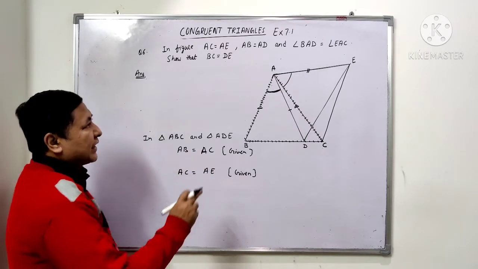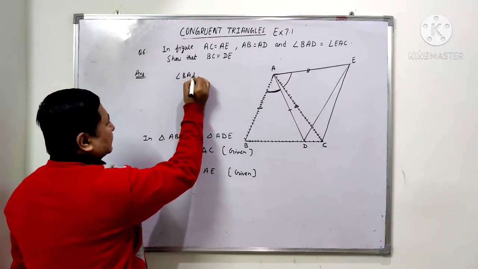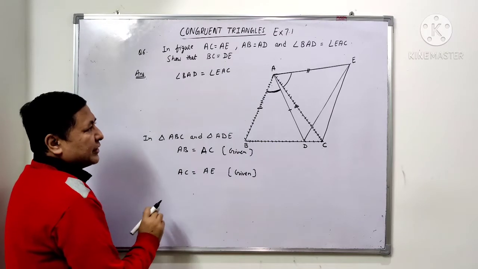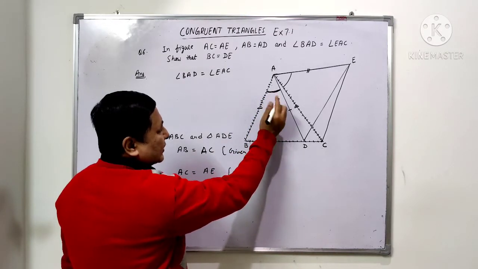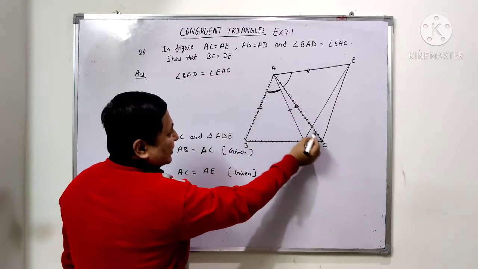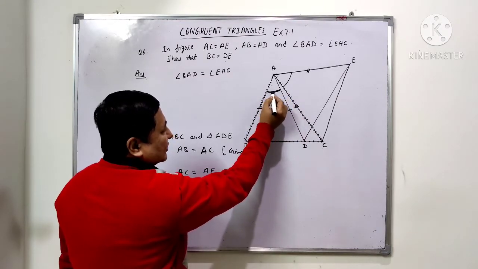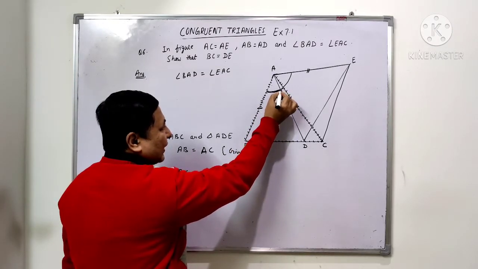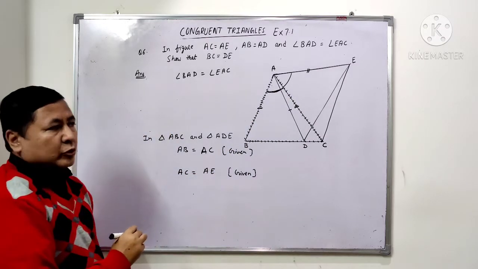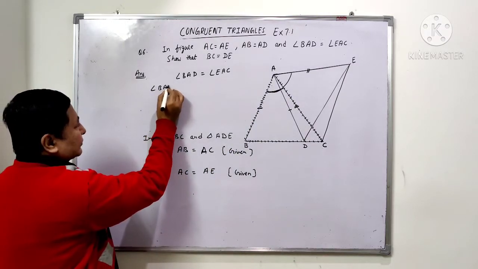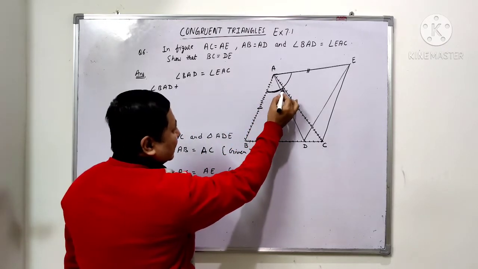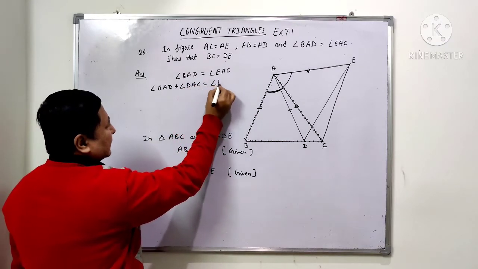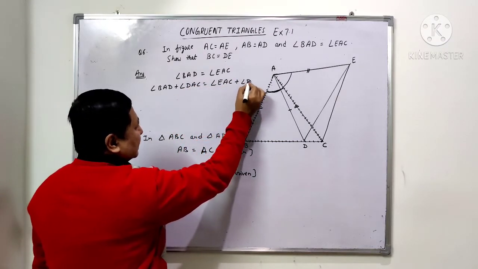But in the question it is given that angle BAD is equal to angle EAC. But if you see this angle BAD, it is not touching the AC side. So this is not a complete angle. So we have to add this part to both sides. So angle BAD plus the small angle DAC, we are adding DAC to both sides.